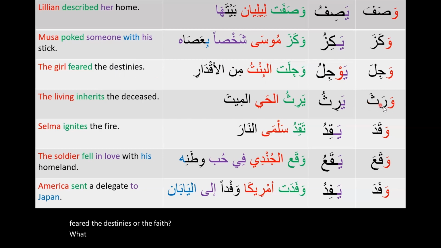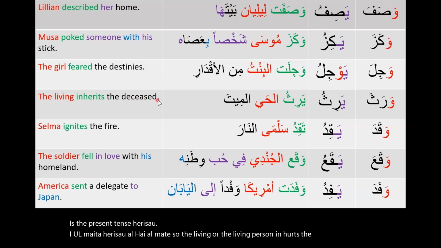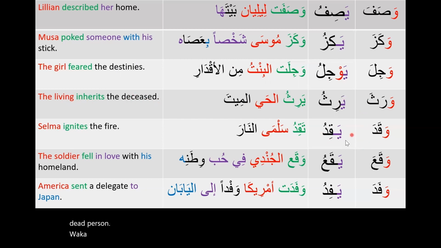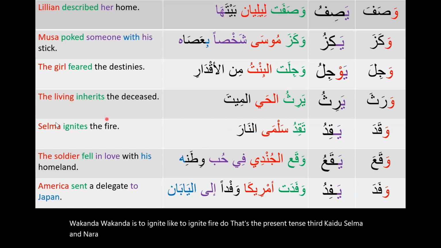Waratha is to inherit. Yarithu, that's the present tense. Yarithu al-hayyu al-mayta. So the living person inherits the deceased or the dead person. Waqada is to ignite, like to ignite fire. Yaqidu, that's the present tense. Taqidu Salma an-nara. So Salma ignites the fire.